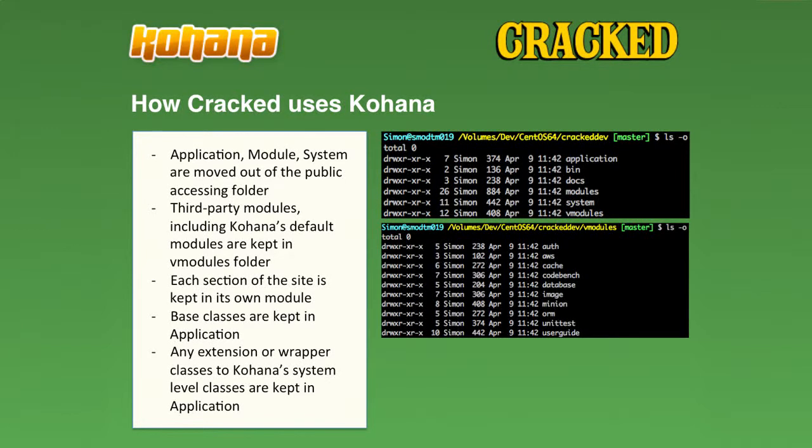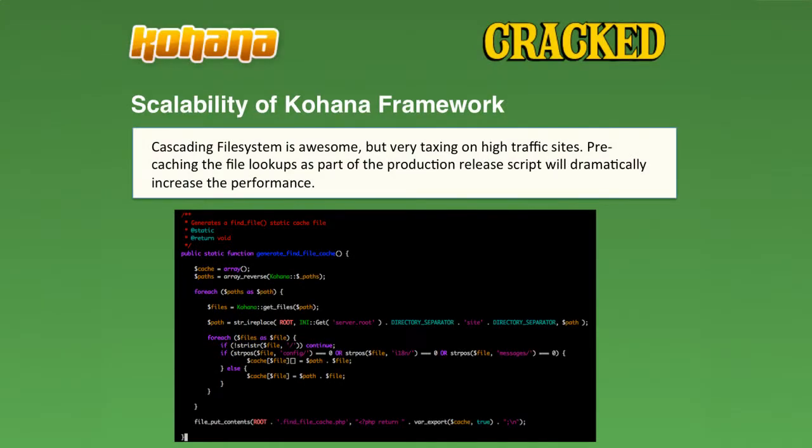Each section of the site is kept in its own module. So we have an article module, a blog module, a quick fix module, and so on and so forth. Base classes are kept in application. We do have a cookie implementation, and our own implementation of the Kohana core, making a few changes to the core. But we never edited the system level core. We kept it all in the application layer. Any extension or wrapper classes to Kohana system level classes are kept in the application layer. We recently upgraded from 3.2 to 3.3.1, and all we did was change the system folder, upgrading that.